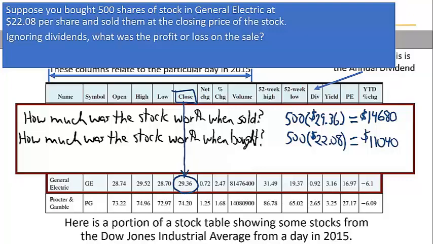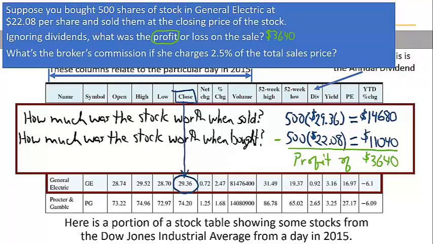So you bought the stock for $11,040. You sold it for $14,680. The difference, since it's positive, is a profit of $3,640. Had it come out negative, that would have been a loss. So if you bought 500 shares of stock in GE at $22.08 per share and then sold them on this closing date at $29.36 per share, you would have made a profit of $3,640. And it would be profit because that's a positive value. Had it come out negative, it would have been a loss.